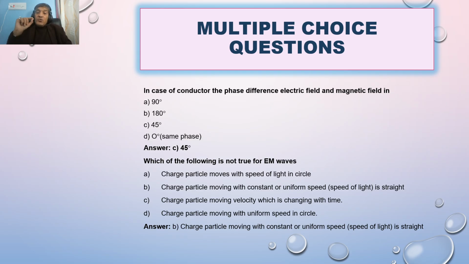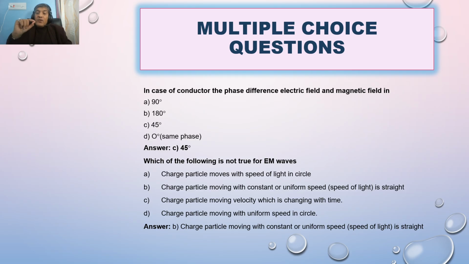Which of the following is not true for an electromagnetic wave? This is the next question. So first I read one by one each and every option available here. A charged particle moving with the speed of light in a circle. As we all know, a charged particle moving in a circle has accelerated motion, so this is able to produce an electromagnetic wave.